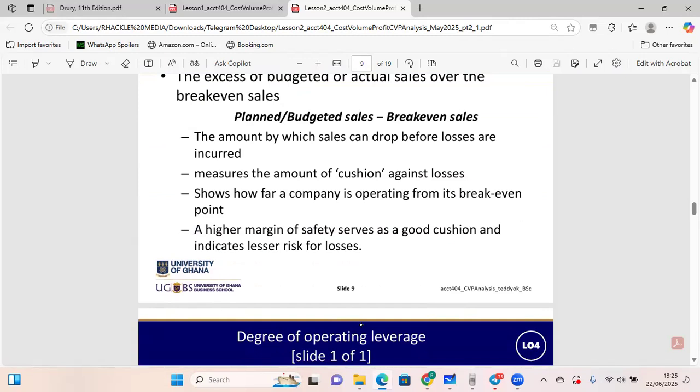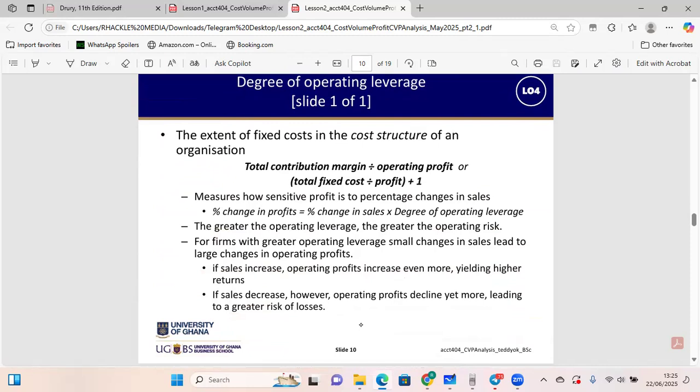It shows how far a company is operating from its break-even point. A higher margin of safety serves as a good cushion and indicates lesser risk. And the degree of operating leverage, I've explained, measures how sensitive profit is to a percentage change in sales. So when sales change by 10%, we multiply that 10 by the degree of leverage, and that's how profit is also going to increase. If it reduces, profit is going to reduce in the same way. So that's the degree of leverage.